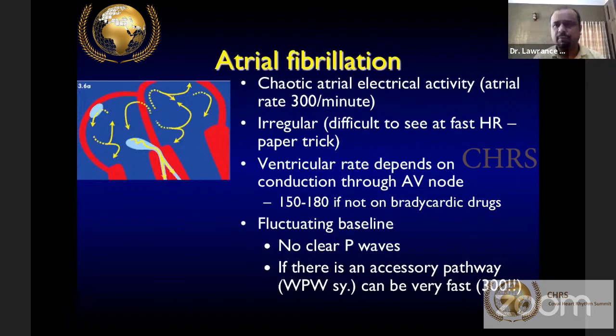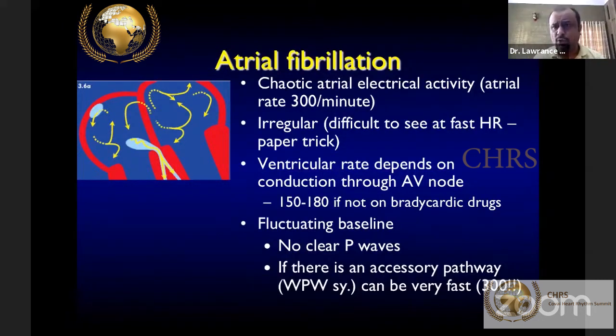You may have to take a piece of paper and go on looking at the RR intervals. Your ventricular rate depends on conduction through the AV node. Usually it is 150 to 180 beats per minute if the patient is not on any drugs which block AV conduction, like beta blockers or calcium channel blockers. You will have a fluctuating, undulating baseline. You will not see a clear-cut P wave.